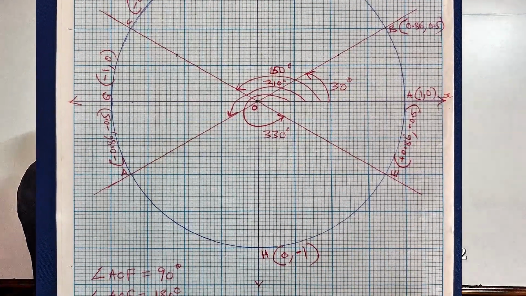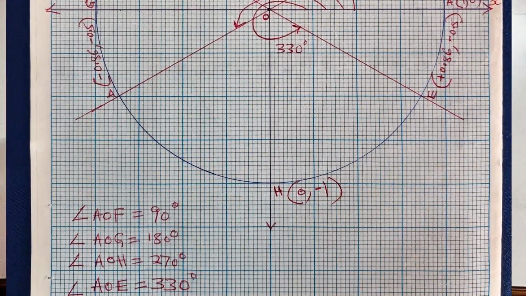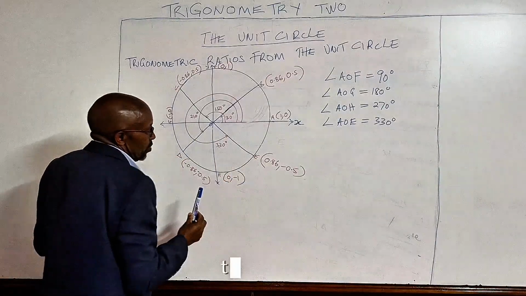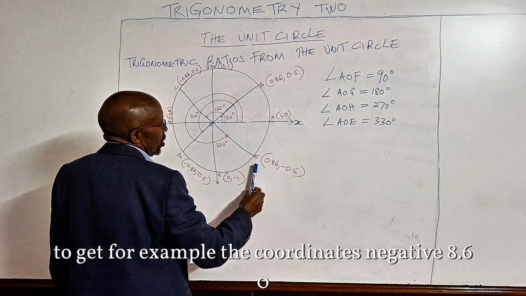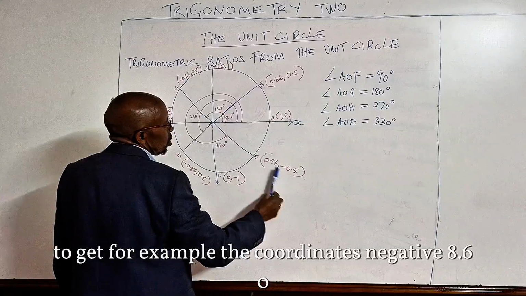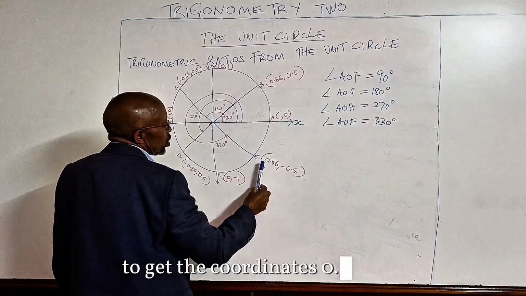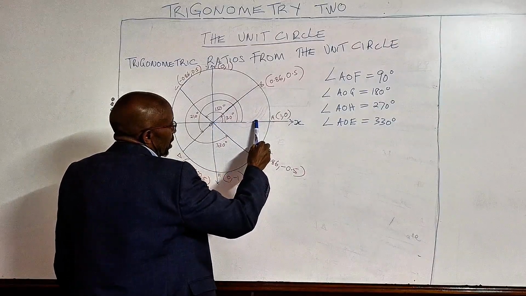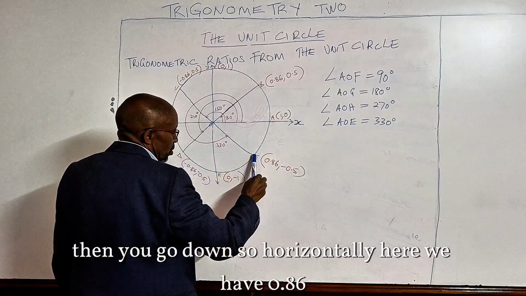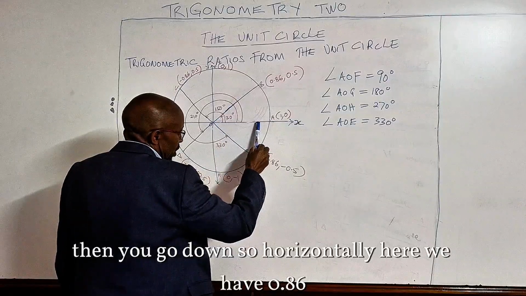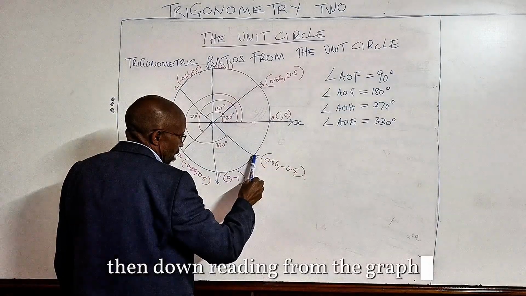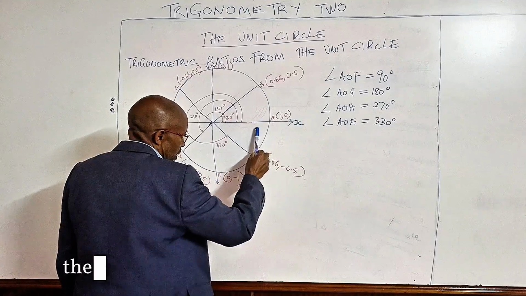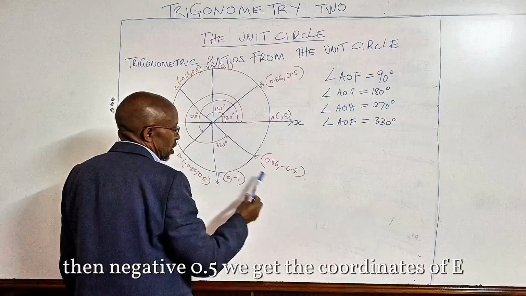Using my diagram, I have taken 1 unit to be 2 centimeters. Therefore, to get, for example, the coordinates 0.86, negative 0.5, you move along the horizontal line, then you go down. Horizontally here we have 0.86, then down, reading from the graph, we have negative 0.5. That gives the coordinates of E.